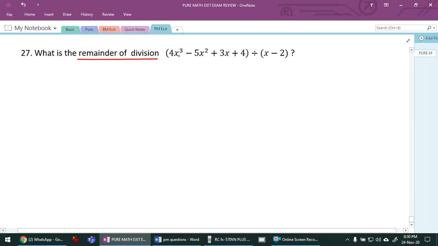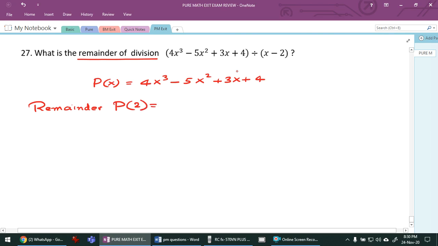When you divide this polynomial with this, what will be the remainder? So let p of x be the polynomial 4x power 3 minus 5x power 2 plus 3x plus 4. To find the remainder, what you have to do is find p of 2. If you are dividing with x minus 2, you should take plus 2 only here. So p of 2 means replace all x with 2, change x to 2.